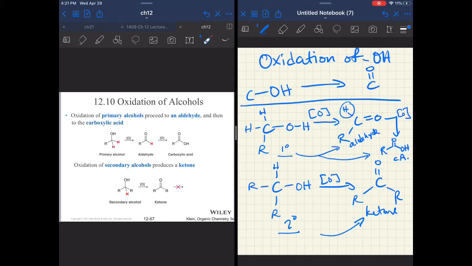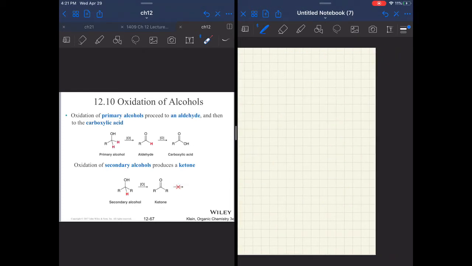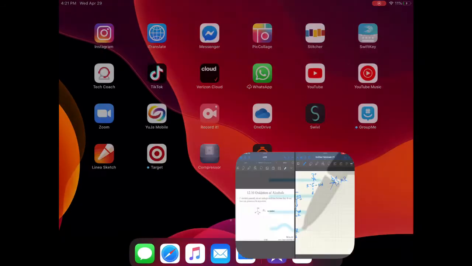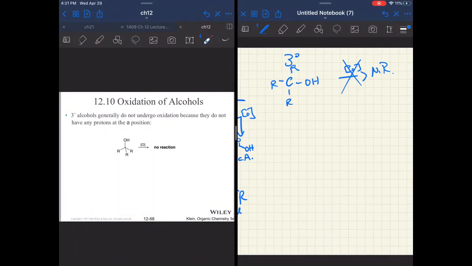So let's get into some actual reagents. And this is a no-go. Another thing they're going to point out here is tertiary alcohols, where you have 3 R groups. They generally will not oxidize, so you'll get no reaction here. There's one example of something that can oxidize a tertiary alcohol, but you don't learn any of those in the entirety of Organic 1 and 2. So for now, you just know that's a no reaction.